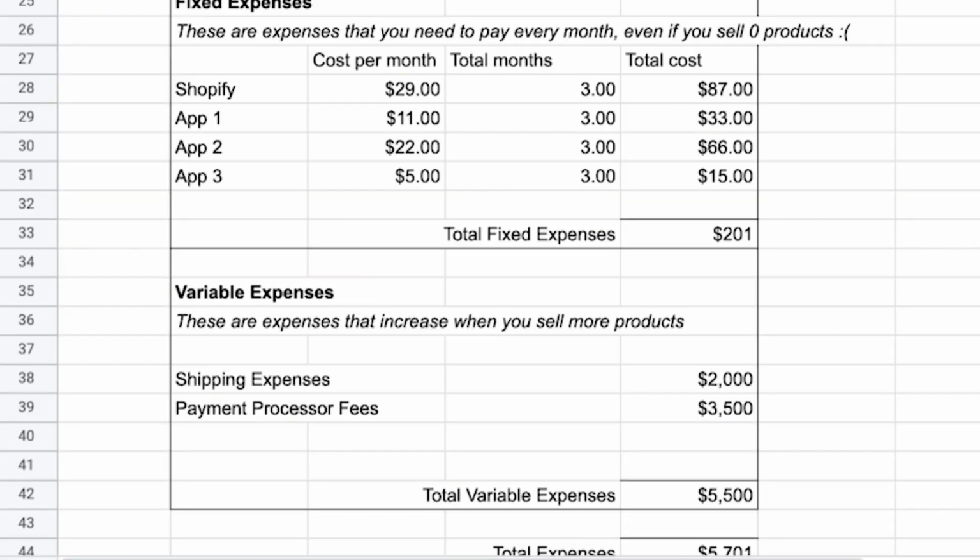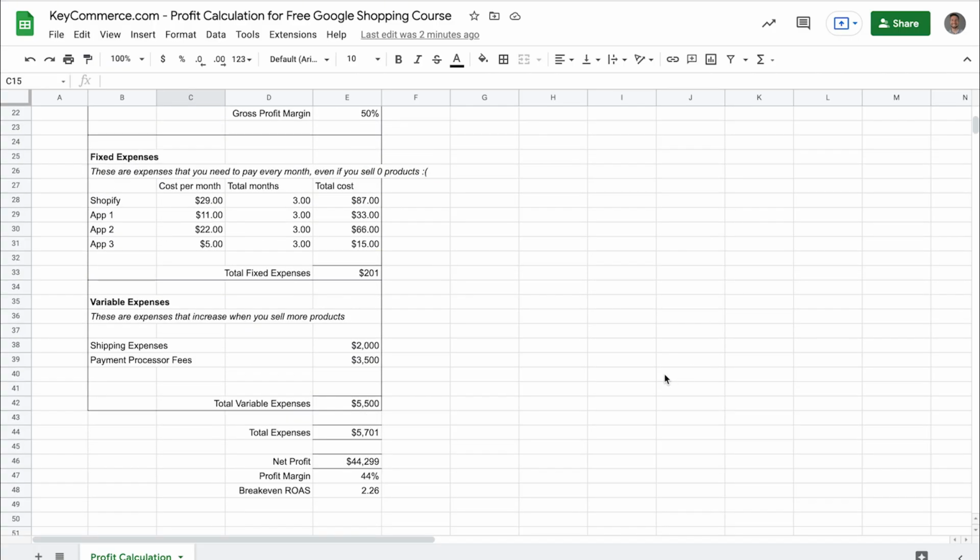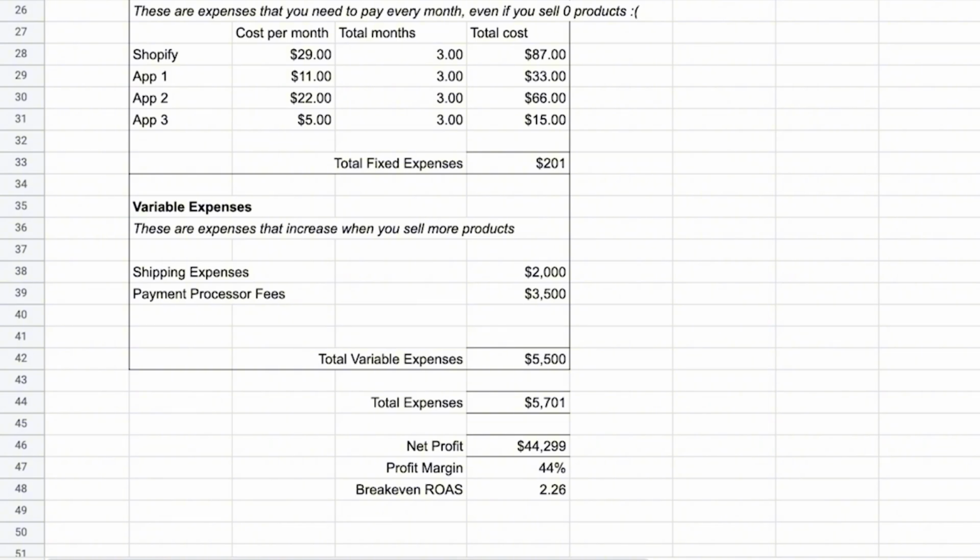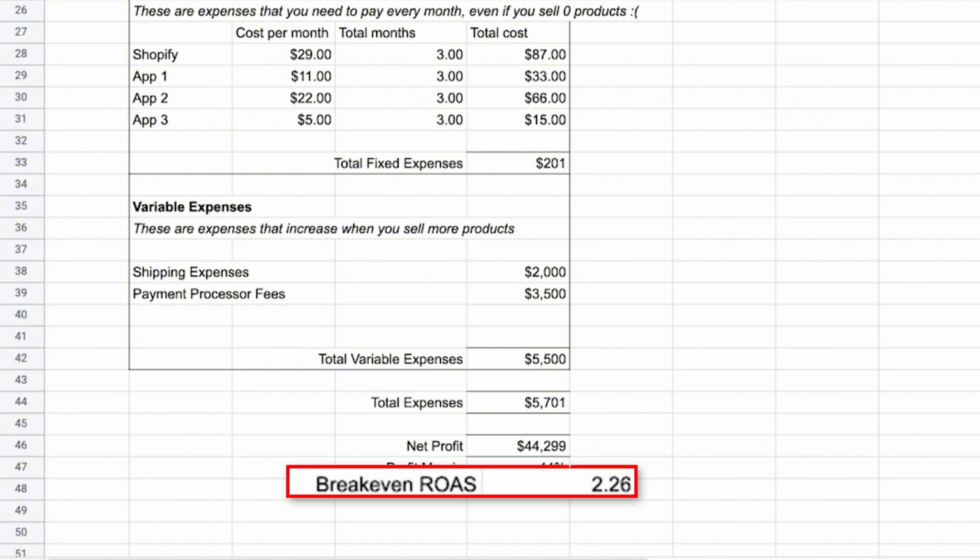These are expenses that increase as we sell more products. A good example are any payment processing fees. We have to pay a fee on these for each credit card transaction, so these go up with each sale. Another is shipping, so they're in there too. This then gives our total expenses at the bottom. This then allows you to calculate your net profit margin, and finally, your break-even ROAS.